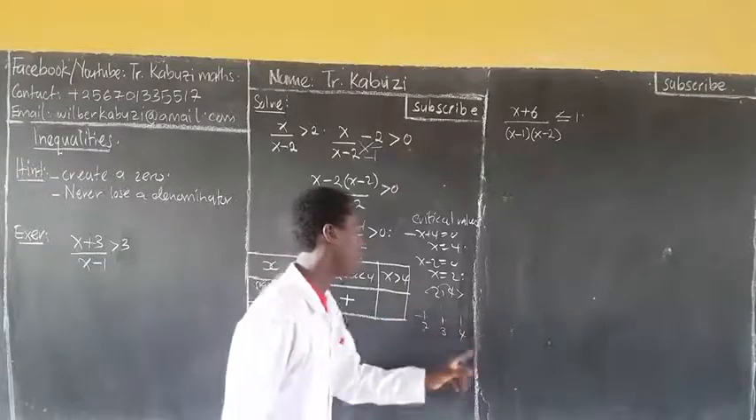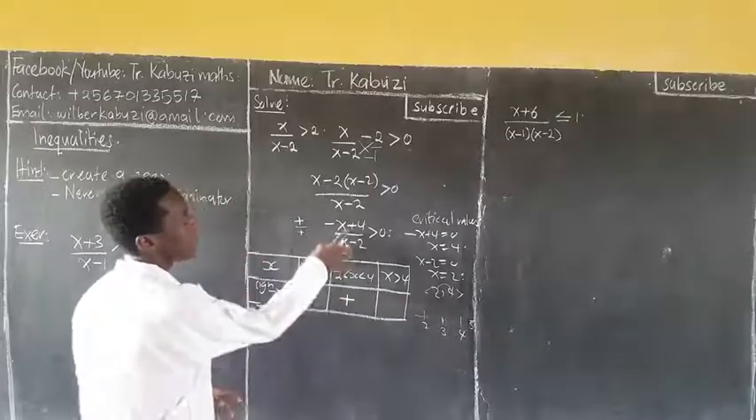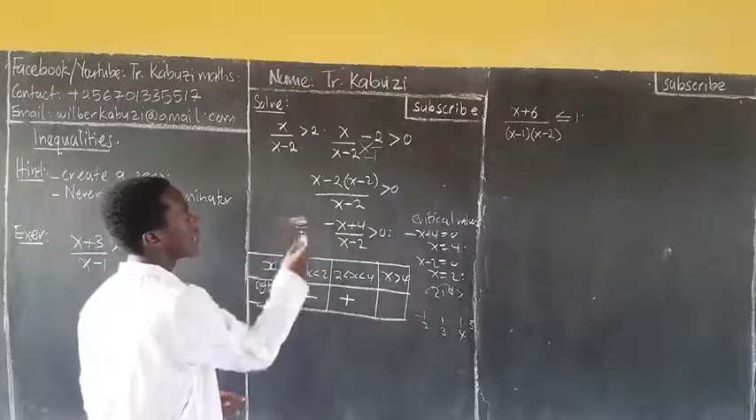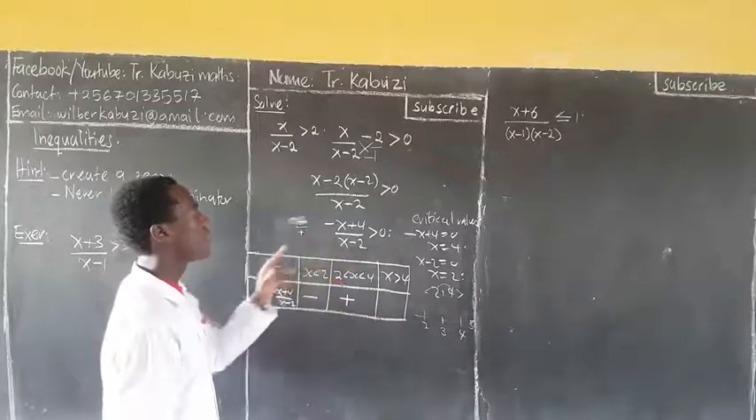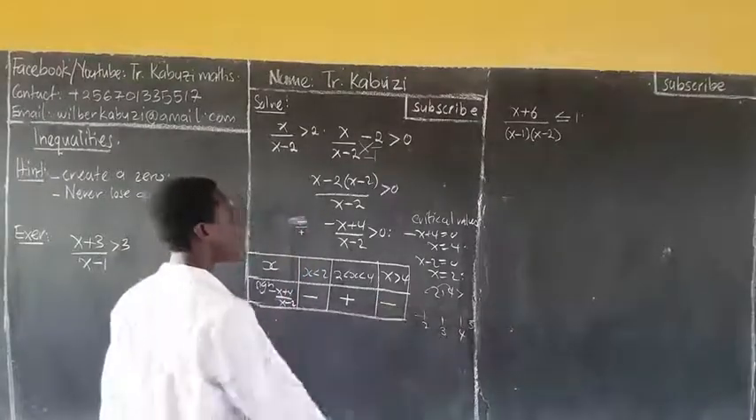Above 4, so any value above 4, you see above 4 you have one which is 5. When I put here 5, up I'm going to be having a negative, while down I'm going to be having a positive. So negative over positive, I have a negative.